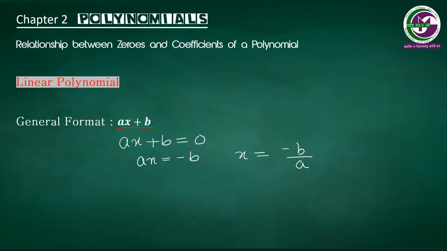That is, when you substitute x equals negative b divided by a, the polynomial value will be 0. So, the zero of this type of polynomial, that means the linear polynomial, will be always of the form x equals minus b divided by a. So, x equals negative b by a is the zero of the linear polynomial. You can see that a is the coefficient of the variable x and b is the constant term. So, it is negative of the constant divided by the coefficient of x.